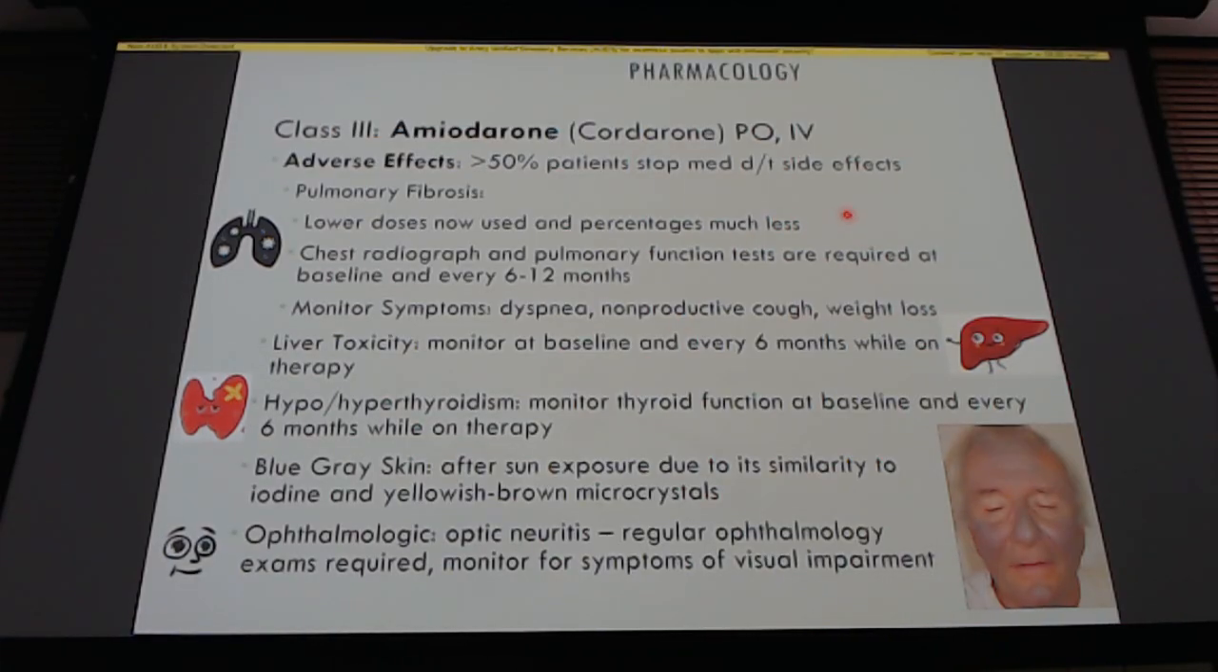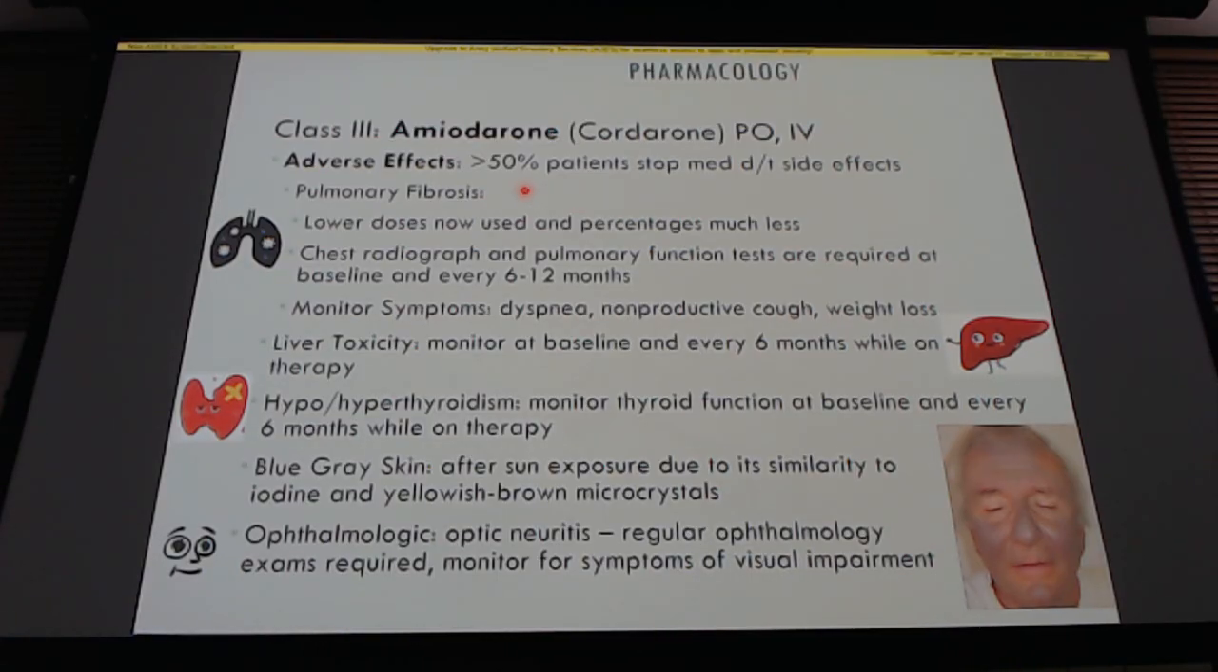So a lot of the times we have poor adherence because these side effects occur and people are like, forget it, I'm out, and they'll stop taking the med. So it's very important for you to follow up with your patient to make sure that they are still actually taking their medication. So the first one that we have is going to be our pulmonary fibrosis.